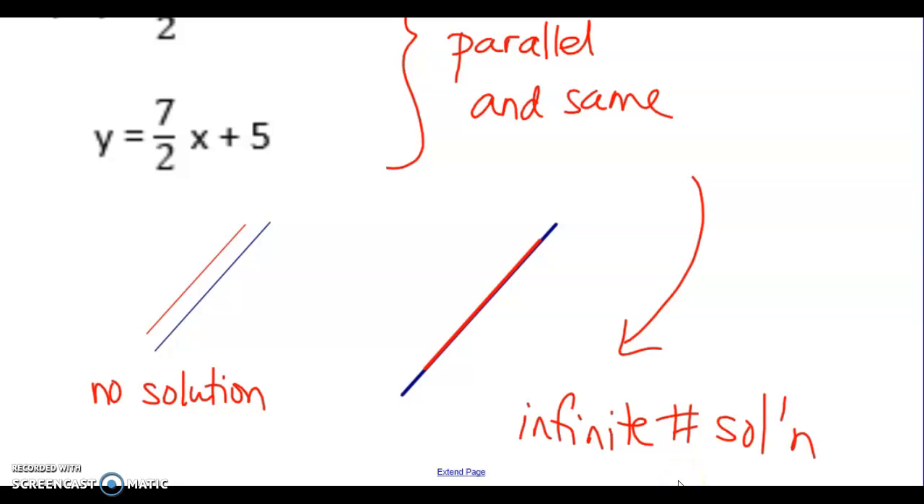Remember we talked about this previously when we were looking at intersection points? We said two lines can intersect once, they can intersect never if I have this situation, or they can intersect an infinite number of times if I have this situation right here.